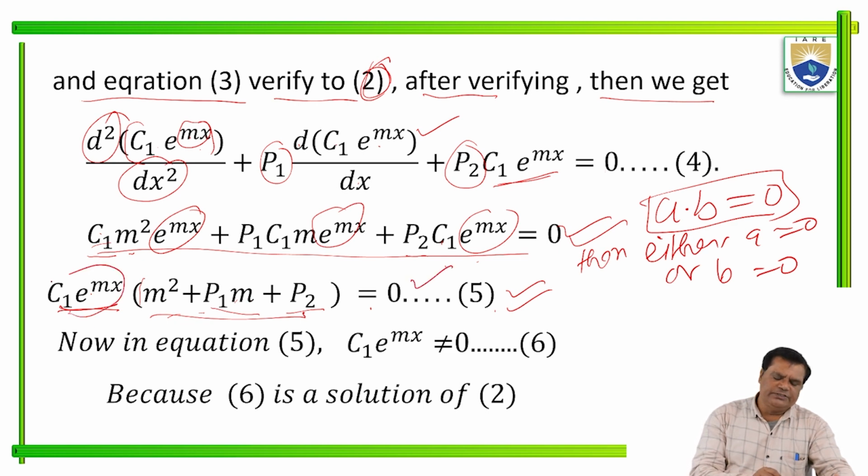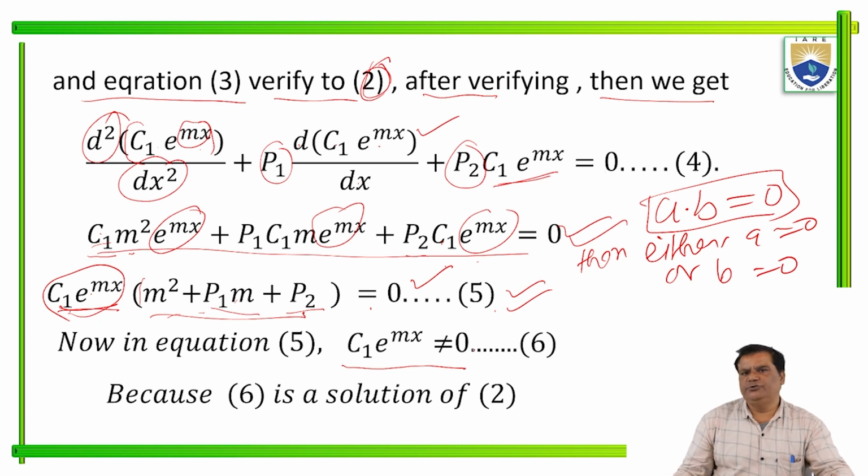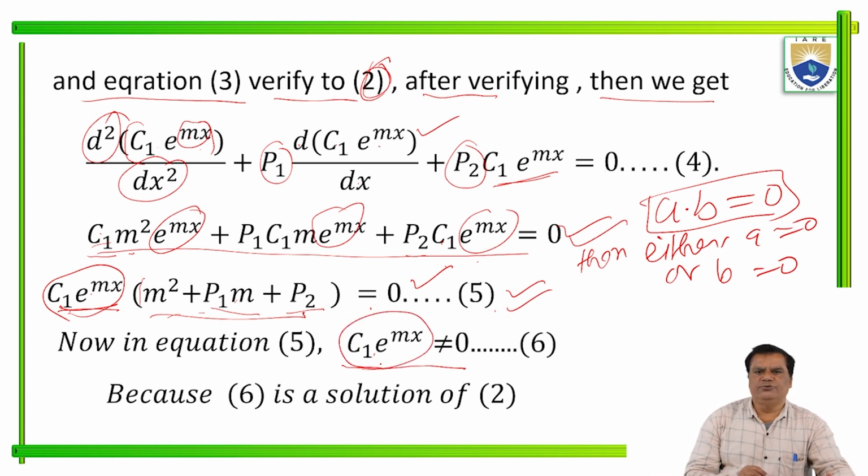So first, this is not 0. I am taking c1 e to the power mx is not equal to 0. Why is this not 0? Because I am considering this function as a solution of my equation. If I take this as 0, then the solution is 0. So I am considering this function as a solution, so this is never 0. This is not equal to 0. This is equation 6, because it is a solution of equation 2.